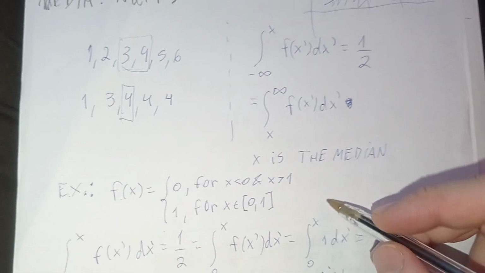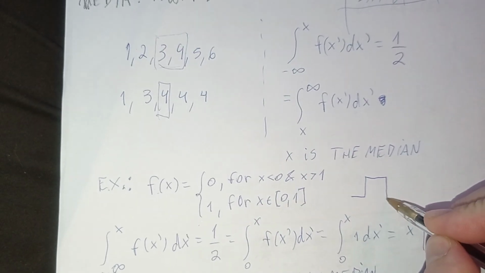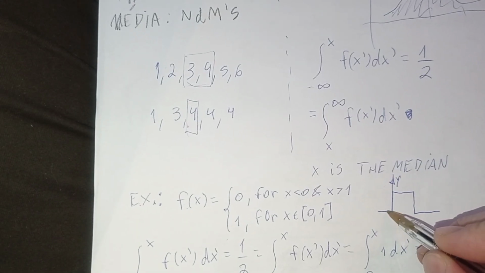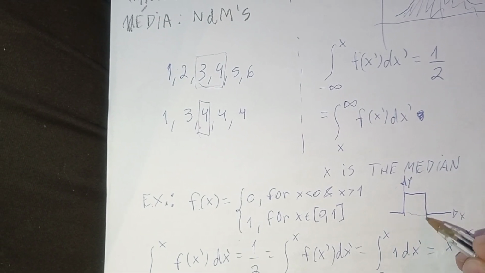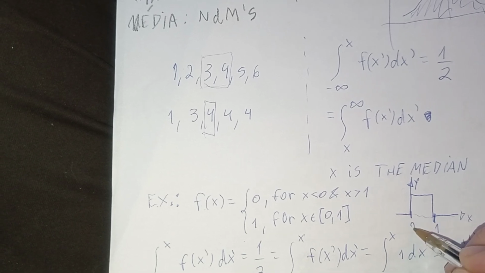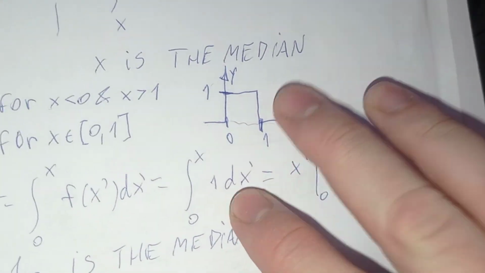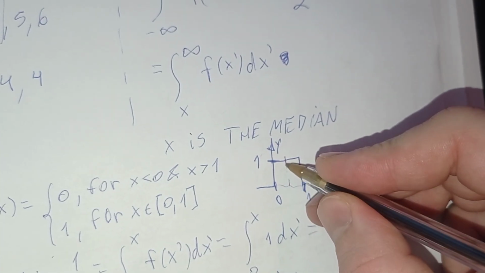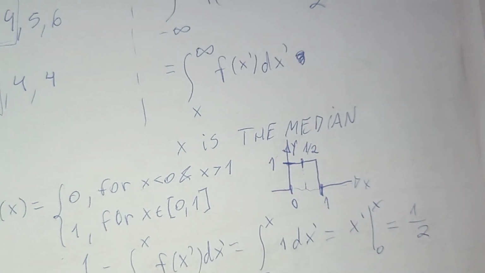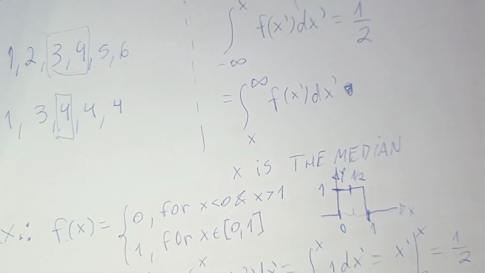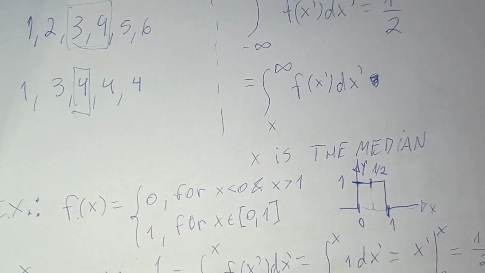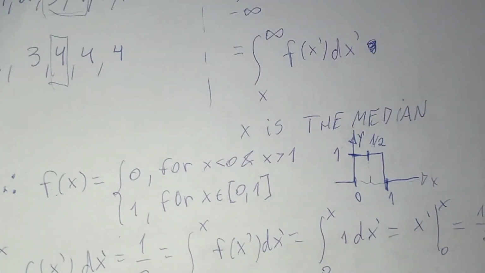This distribution is the uniform distribution between 0 and 1, so it's something like this. Y and x, this is 1, this is 0, this is 1. And the median is going to be this point halfway here, which is half. And that's how it will work in the continuous realm.